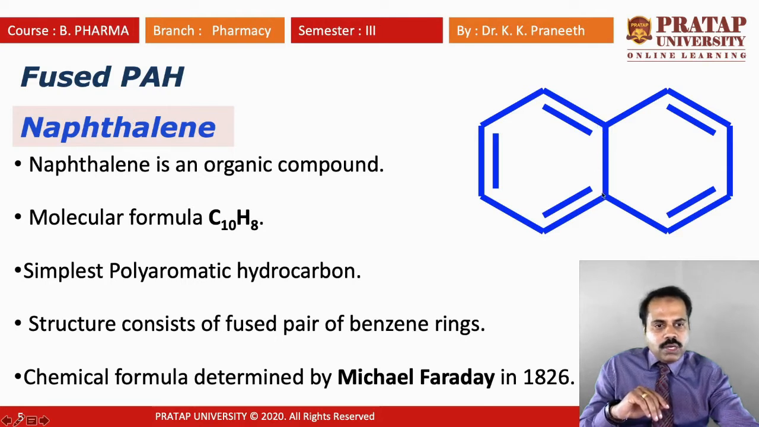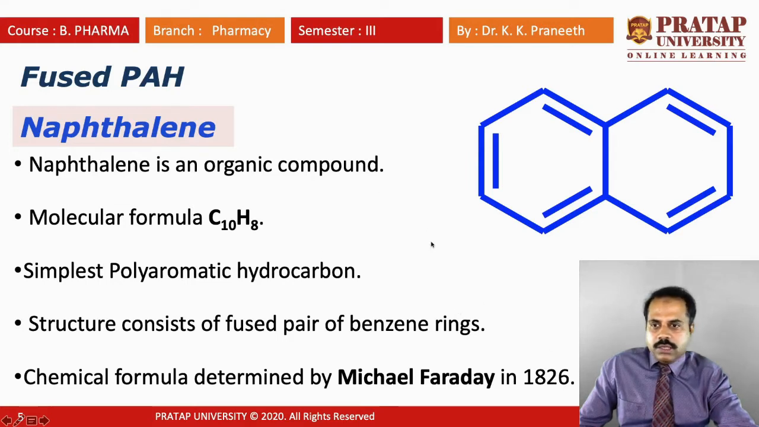So this is the fused ring area. The two rings are fused, right? They are attached in this area. This carbon is fused. The chemical formula of this naphthalene was determined very long back by Michael Faraday, a very great and very famous scientist. Michael Faraday discovered this chemical formula in 1826.